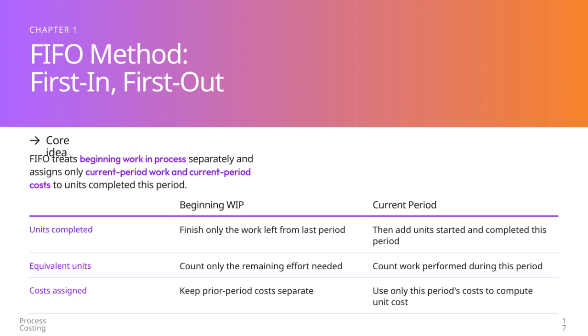When calculating equivalent units, we count only the remaining effort needed to complete the beginning inventory, plus all the work performed during the current period. It's important to keep prior period costs separate and use only the current period's costs to compute the unit cost for the units completed this period. This method ensures a clear distinction between work and costs from previous periods and those incurred during the present period, which provides a more accurate cost allocation in process costing systems using FIFO.